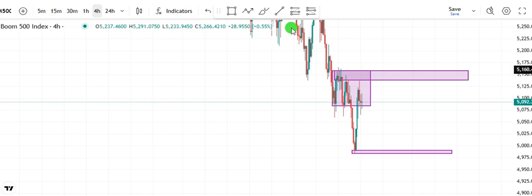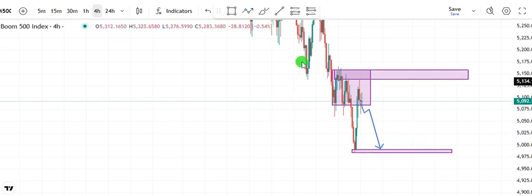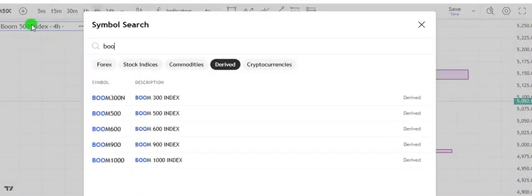Now, what are we expecting? A break below this and a retest down here. Then, if we can get a breakout of that level, breaking above this, then go this way. So please take note of these two zones I just marked out, because that's what you'll be looking at on Boom 500. Go to the next one, which is going to be Boom 1000.